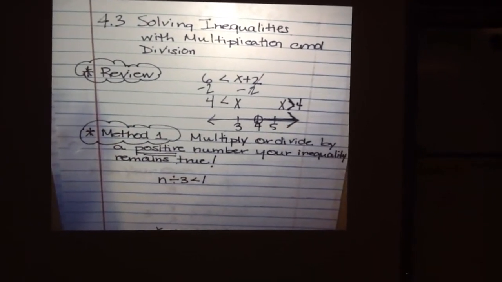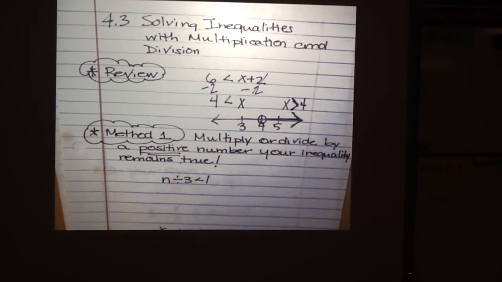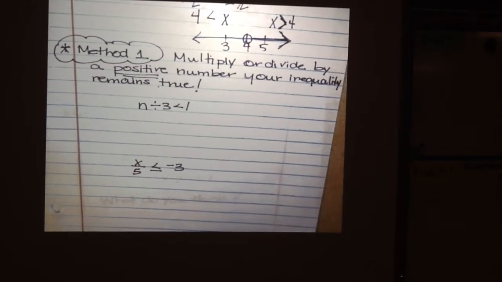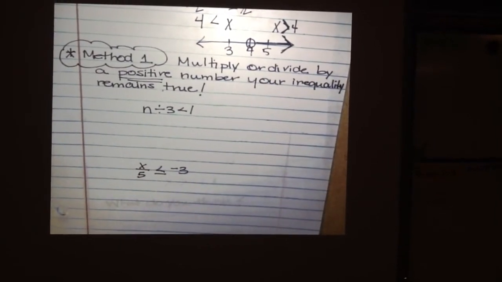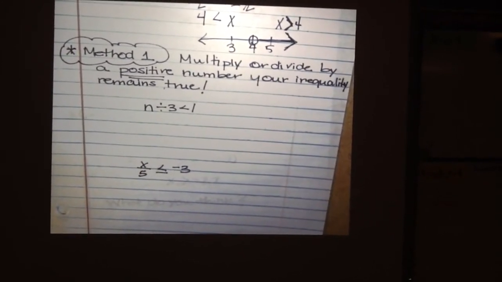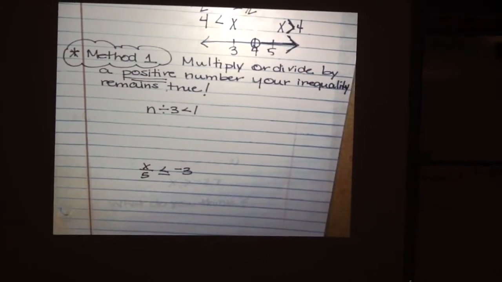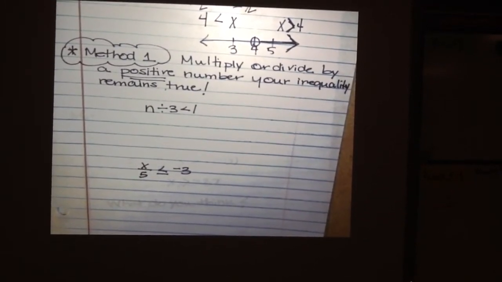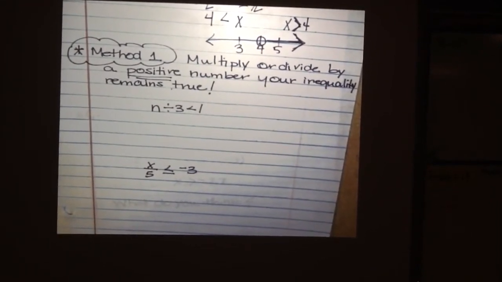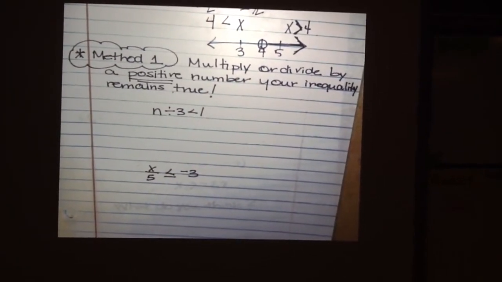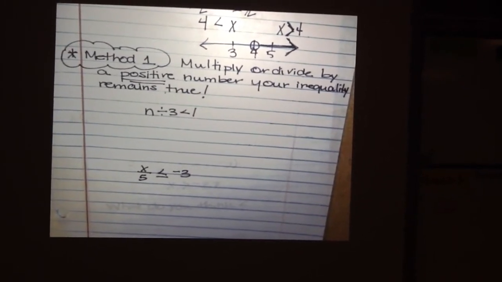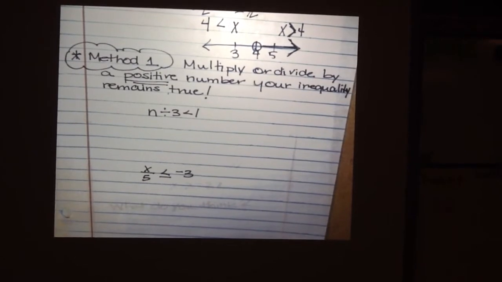We are going to have two different methods for multiplying and dividing inequalities. Our first method, you'll need to write down. This is our very first method here, so make sure to include this. You might want to highlight it, underline it. But first method, multiply or divide by a positive number, your inequality will remain true. Multiplying or dividing by a positive number, your inequality remains true. Okay, hopefully you got that down. If you need to pause it to finish writing it down, go ahead and feel free. But we're going to do two examples with this type of problem.